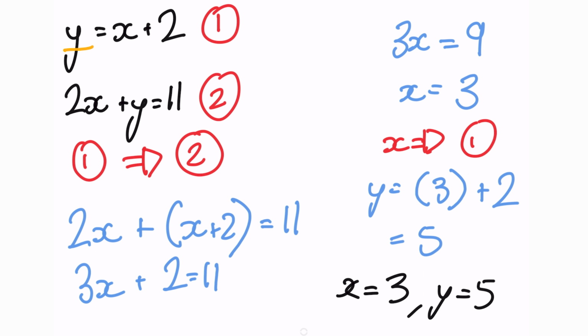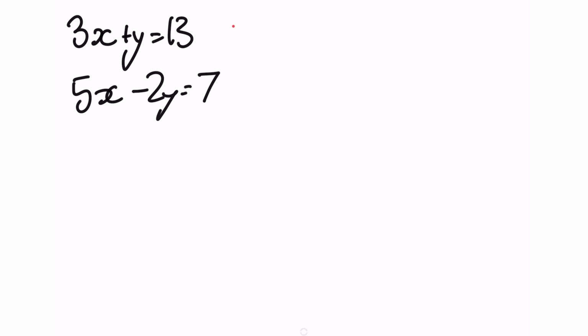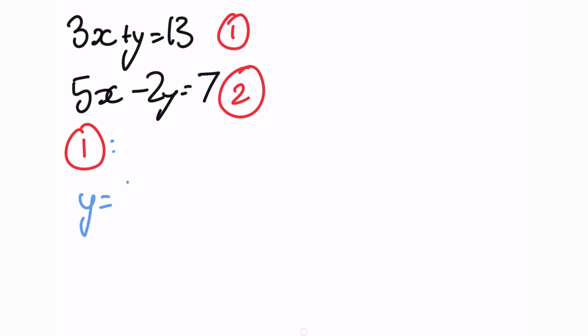Let's look at one more harder version. So I'm going to label our two equations, 1 and 2. However, for equation 1, you'll notice that we don't have either x or y as the subject. So we're going to have to change the equation so that that is the case. So if I subtract 3x from both sides on equation 1, I'll now have y equals 13 minus 3x. Let's call this equation 3.